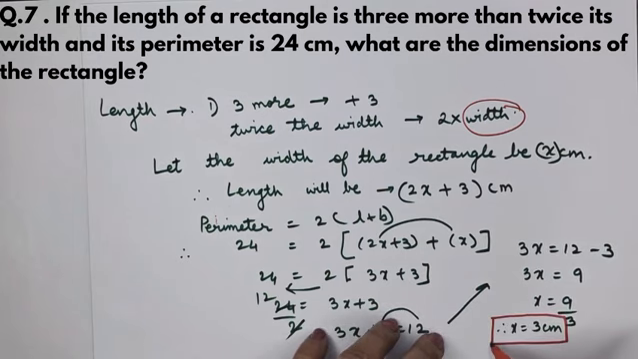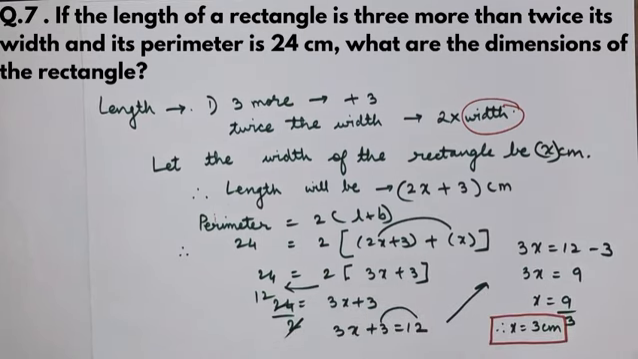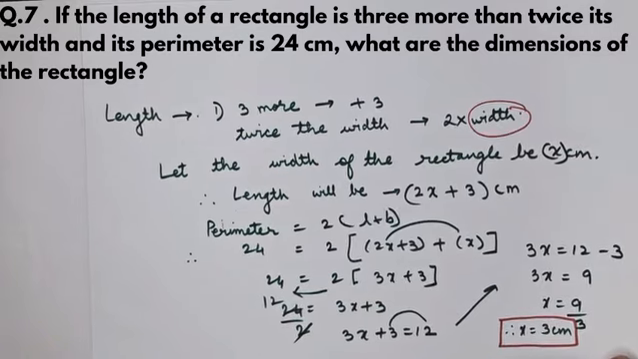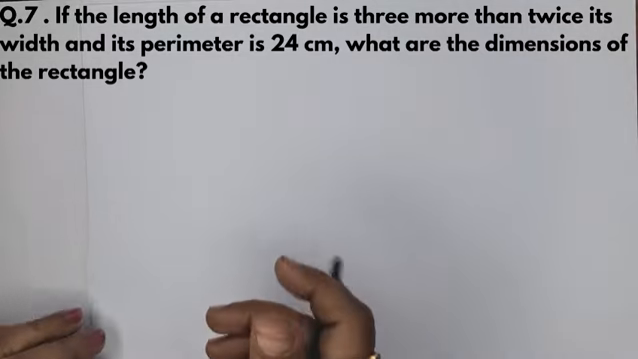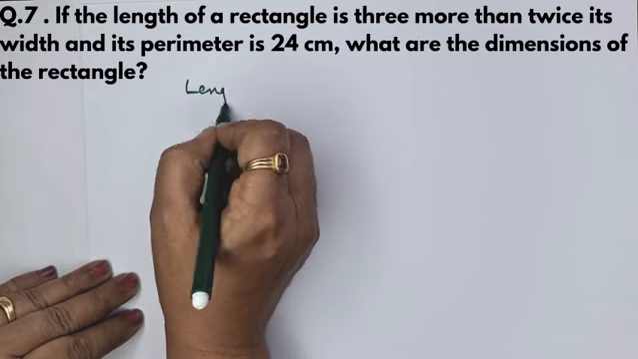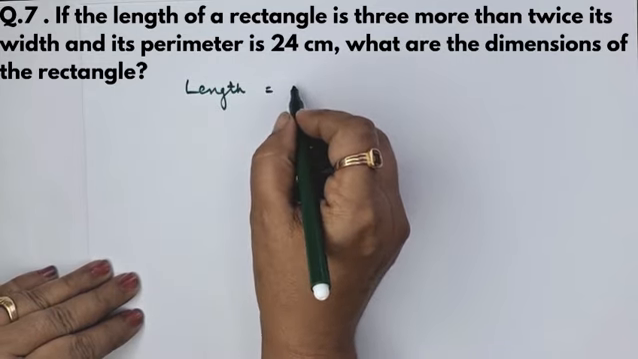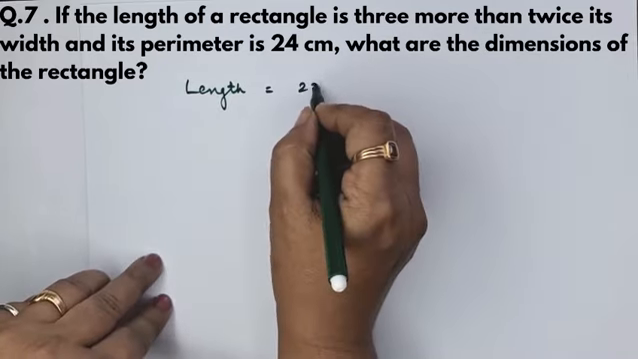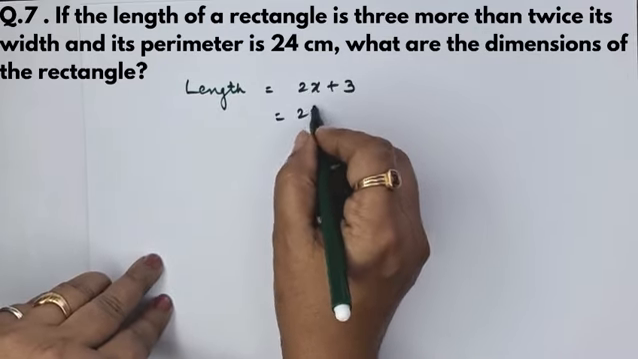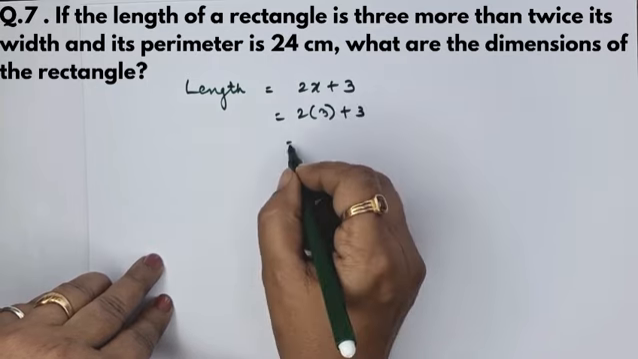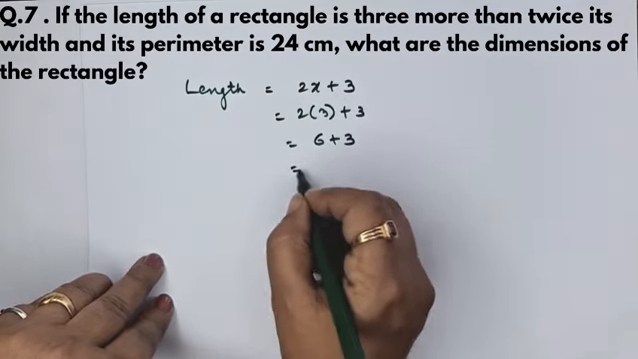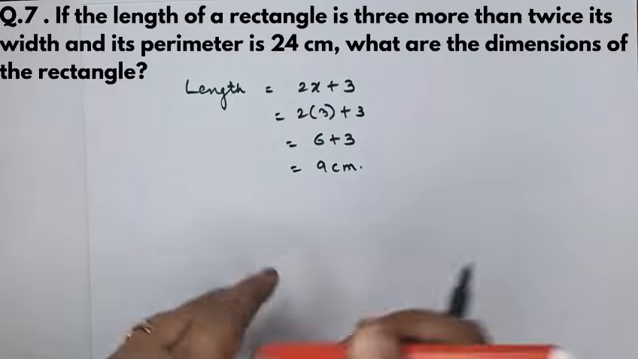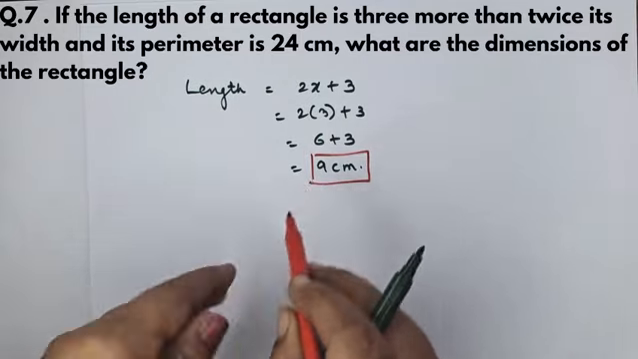Now, we put this value of x into the length. What is the length? Length we have assumed 2x plus 3. So, putting the value of x into 2x plus 3, we get 2 into (3) plus 3 is equal to 6 plus 3 is equal to 9 centimeters. So, here we got both the length and the breadth.